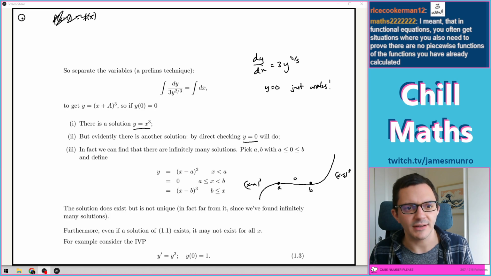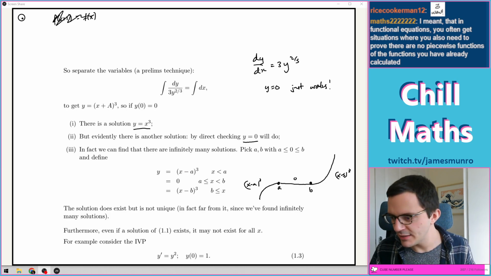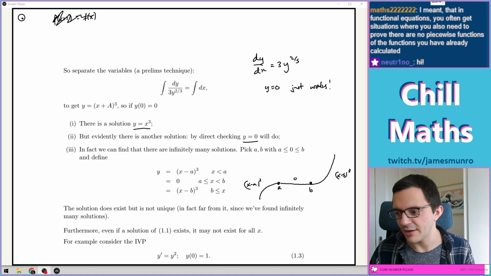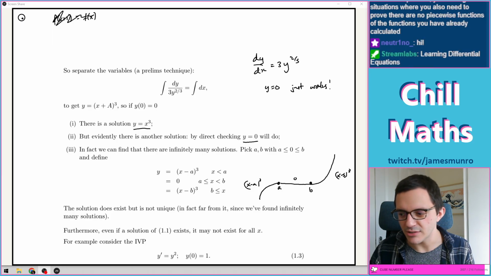Yeah, right. Okay. Yeah, that kind of vibe. Thanks, maths. That kind of vibe where you've got some bits and pieces, and you're looking out for these kind of piecewise things. Although I think piecewise functions get a bad rap. Hi, Neutrino. We're learning about differential equations.